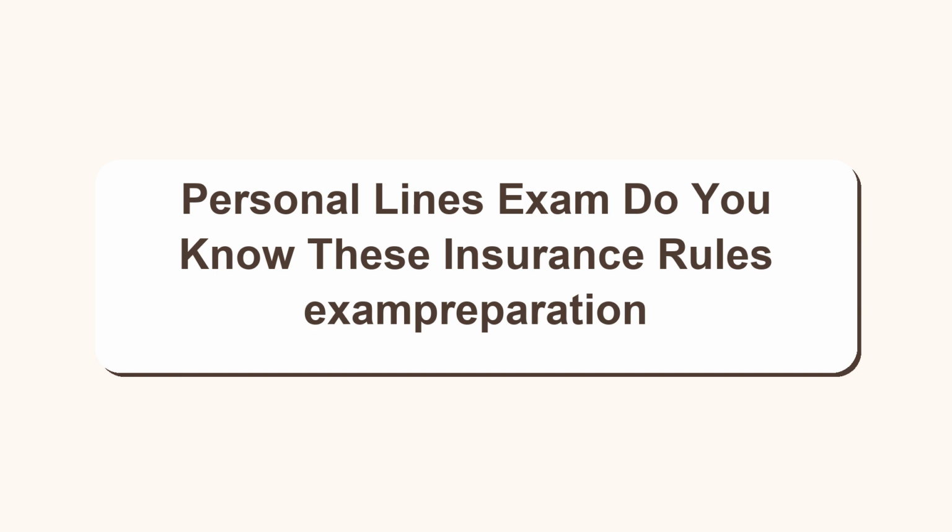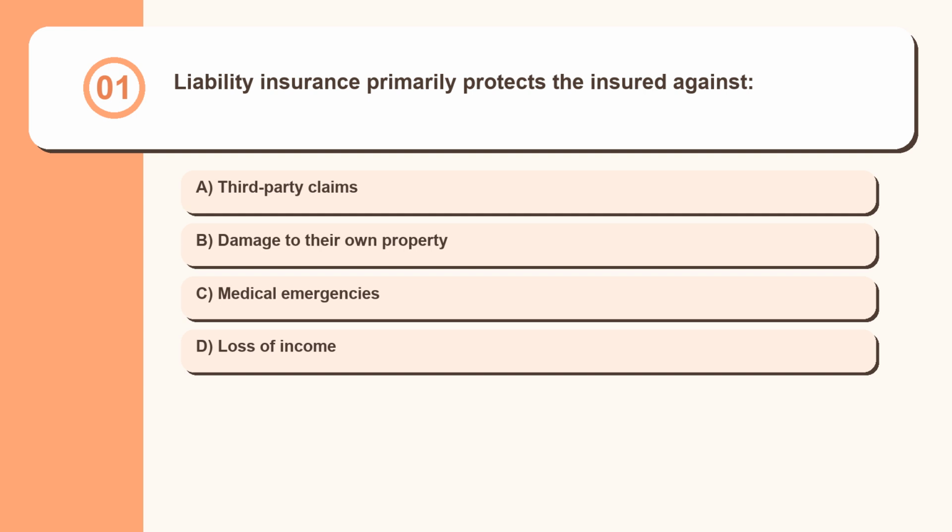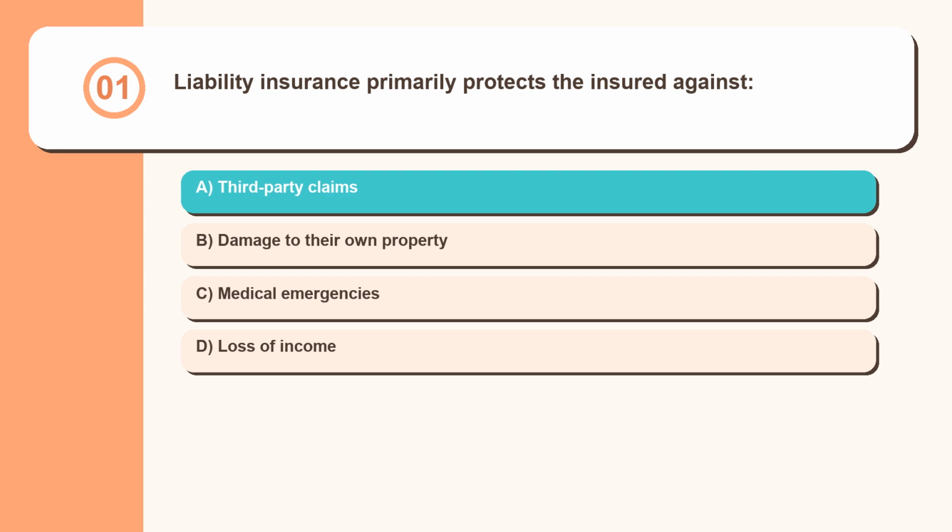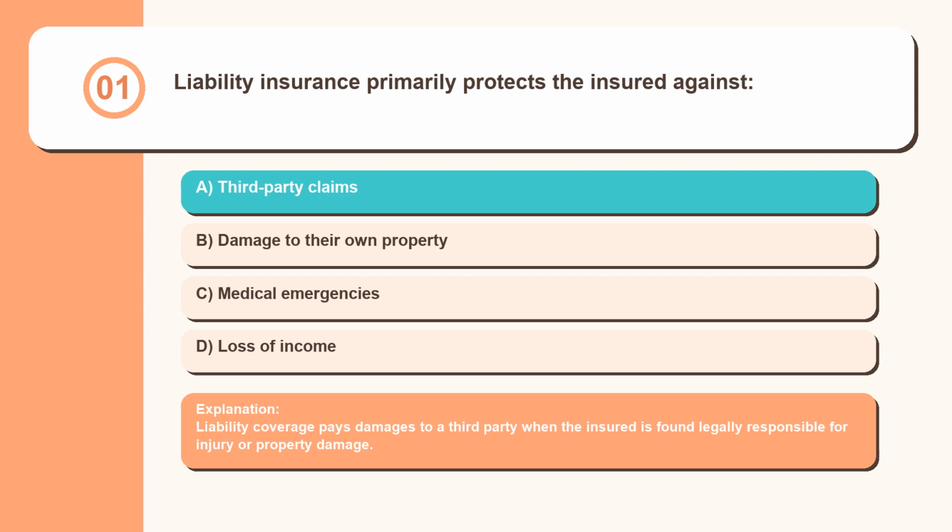Exam preparation. Question 1. Liability insurance primarily protects the insured against: third-party claims, damage to their own property, medical emergencies, loss of income. Liability coverage pays damages to a third party when the insured is found legally responsible for injury or property damage.